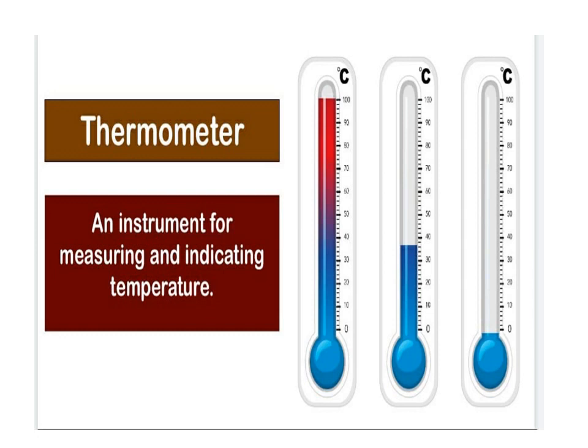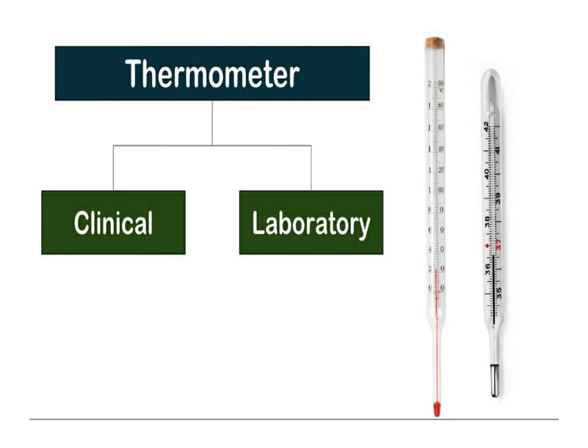A thermometer is an instrument for measuring and indicating temperature, as you can see in the diagram here. Thermometers are of two types: clinical thermometer and lab thermometer. The clinical thermometer is given on the right hand side and the lab thermometer is on the left hand side. You can see that there is a difference between clinical and lab thermometer.